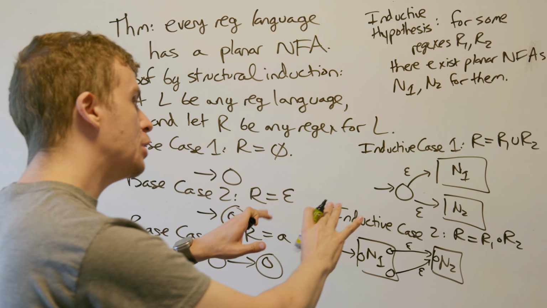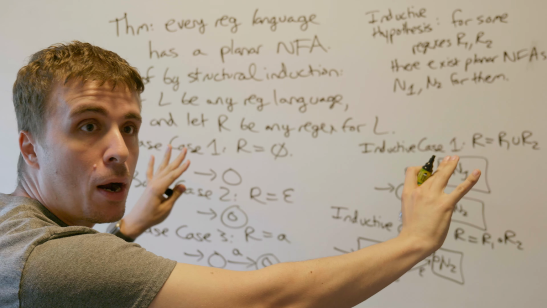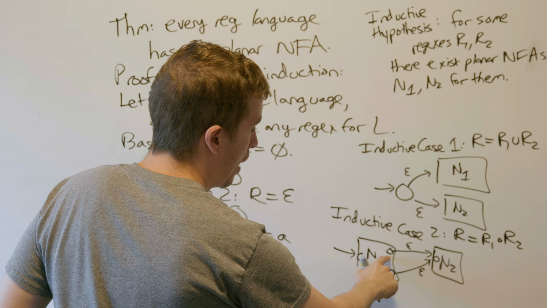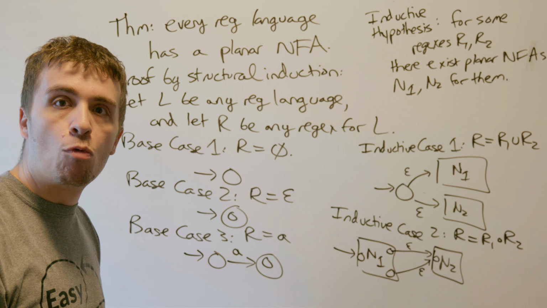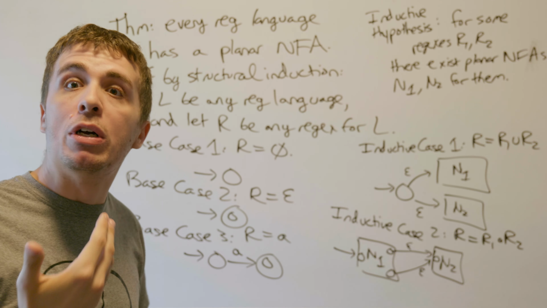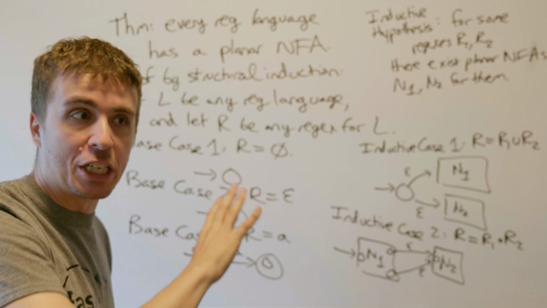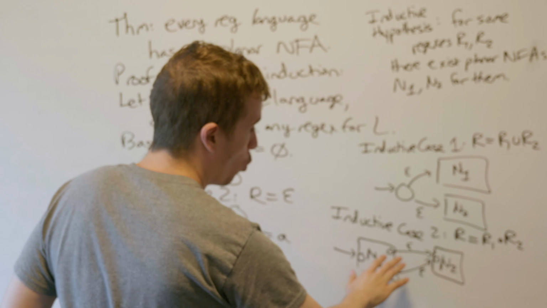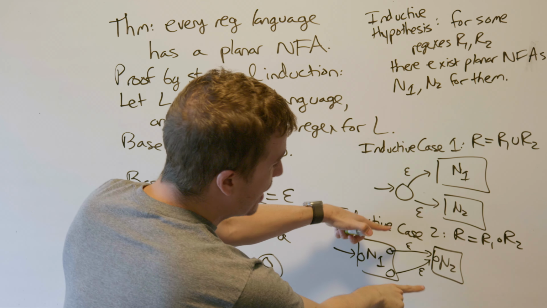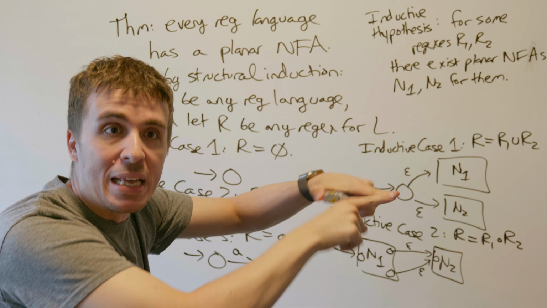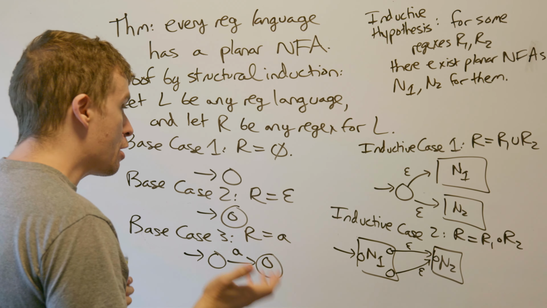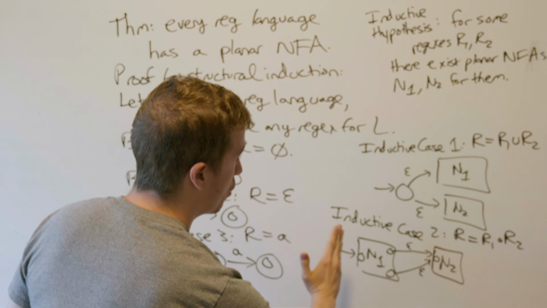But as long as we move them far apart, and we have all of the final states of N1 on the right side, which we can do, as I'm going to briefly explain in a sec, then we can do this without any of these epsilon transitions running into each other. So how do you make sure that all the final states are on the right side?